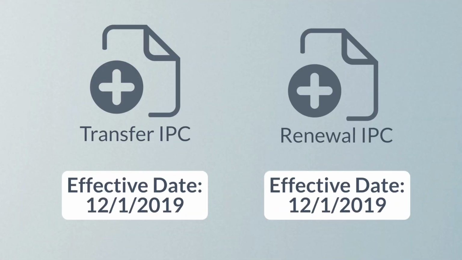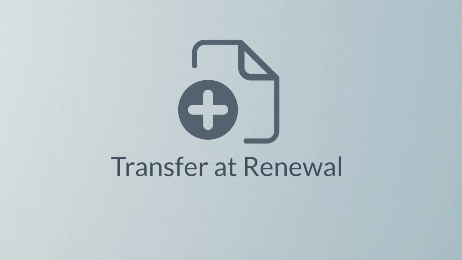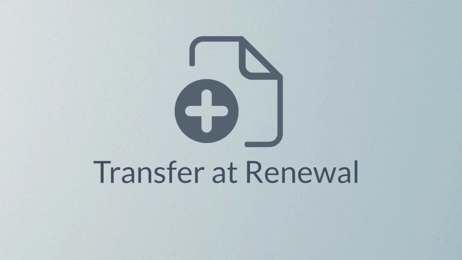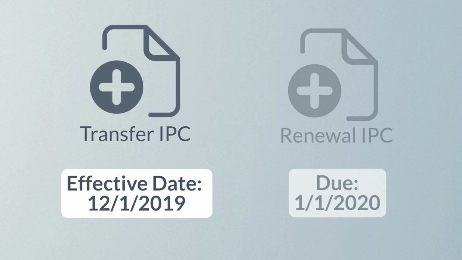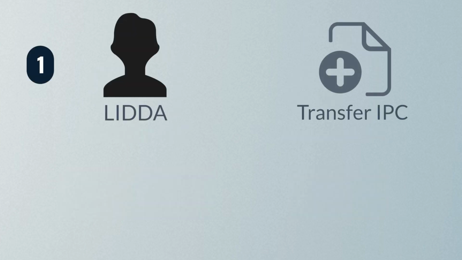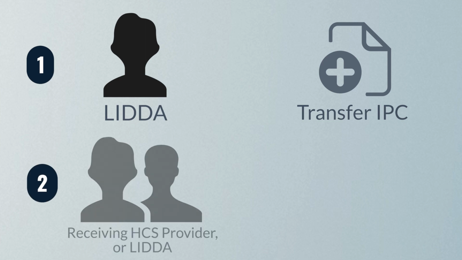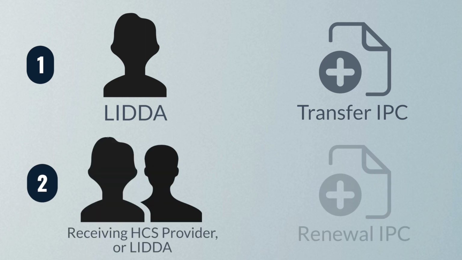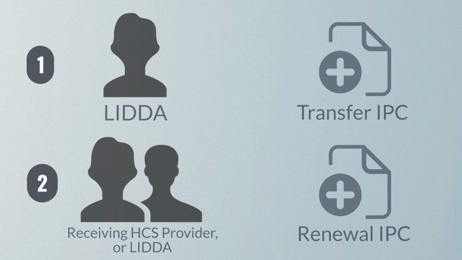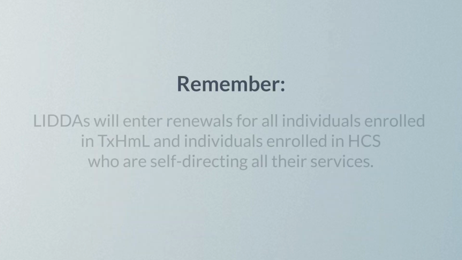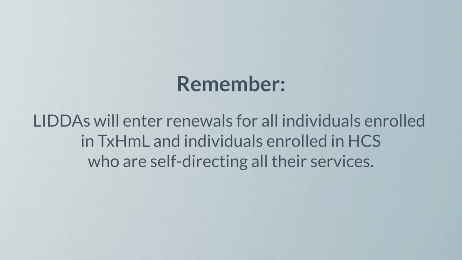When the effective date of a transfer is the same as the effective date of a renewal, LIDAs need to submit the IPC transfer at renewal instead of submitting two separate transfer and renewal forms. In a scenario where a transfer is occurring before a renewal is due, the LIDA first needs to submit the transfer IPC. Then, either the receiving HCS provider or LIDA needs to enter the renewal IPC. Remember, LIDAs will enter renewals for all individuals enrolled in Texas Home Living and individuals enrolled in HCS who are self-directing all their services.